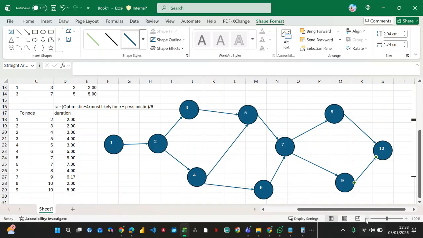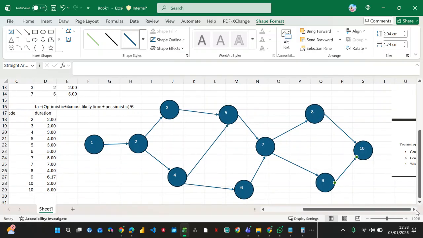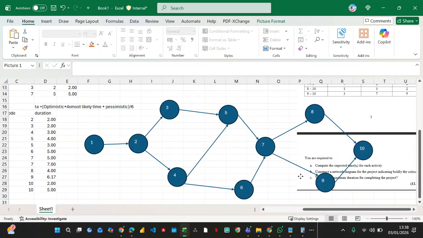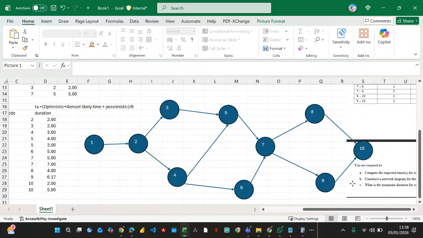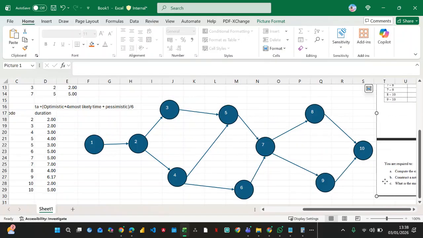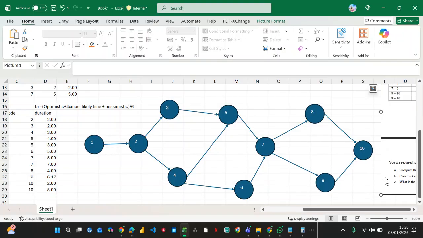This is another question solved. I have done the network analysis. But what was the question? What's the question again? The question said, compute the network analysis for the project indicating the critical path. So you have not finished that portion. You have to continue, you indicate which path is actually the longest path. No, the longest path is the critical path.